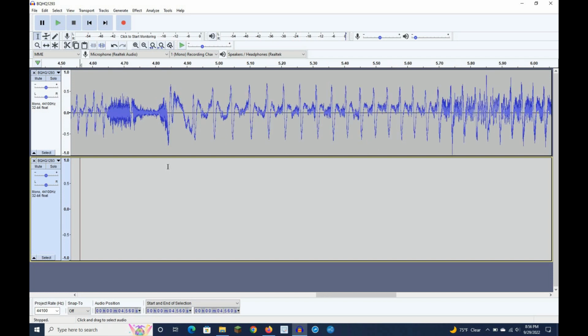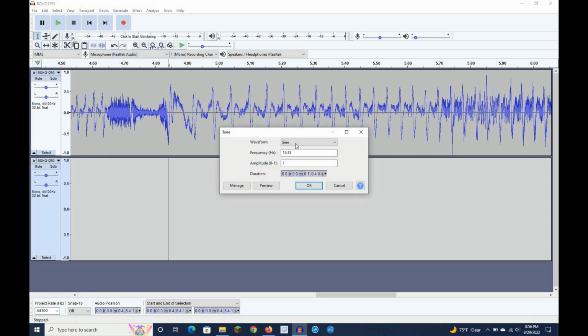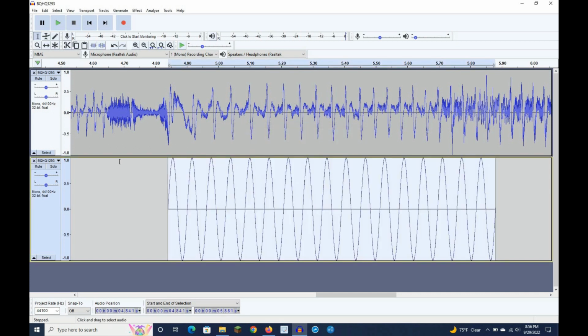If we're assuming it's a C0, let's generate a sine wave at the pitch of a C0, which is 16.35 hertz, and see if they match up. And you can see at the beginning, they do match up pretty well. But then as it gets farther along, the sine wave starts falling farther and farther behind the actual pitch.